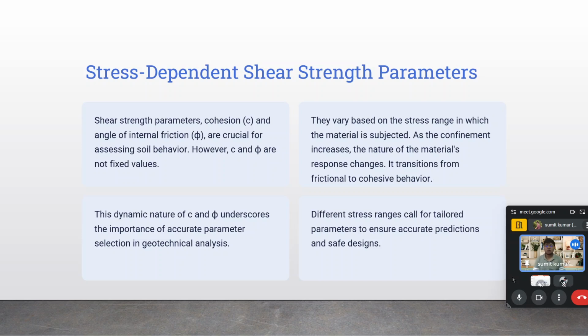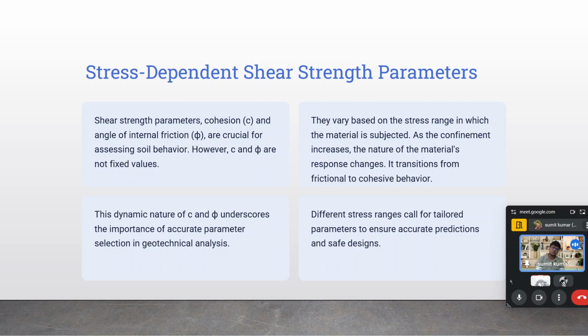Sorry, they are also not found to be the same through the entire soil mass. So the stress dependent shear strength parameters are very important. One needs to understand that the C and phi values are some of the most important parameters, and they vary depending on the stress range in which the material is subjected. As the confinement increases, the nature of the material response changes, transforming from frictional to cohesive behavior.